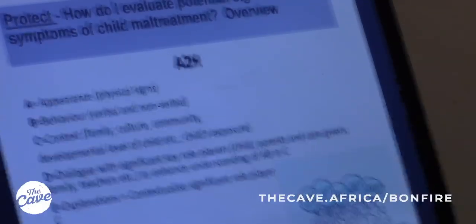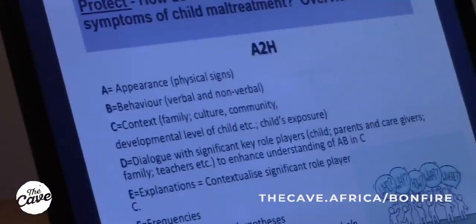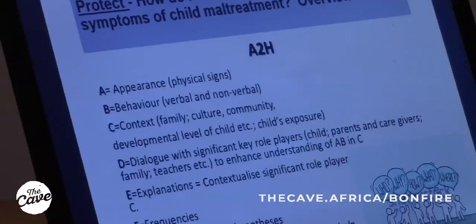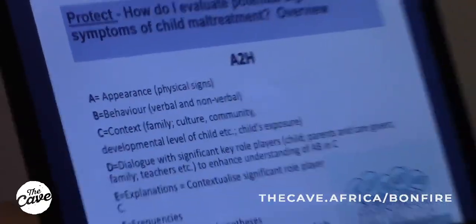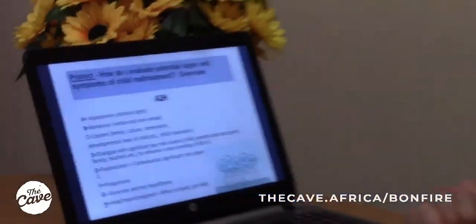We're going to focus today on just one of those responsibilities, and it's to protect. And the question one can ask is, how do I evaluate potential signs and symptoms of child maltreatment? And remember, I said this is just an overview. This is a procedure that I found is very helpful. And in future, we are going to contextualize this within each type of abuse. So I call it the A to H. And the first A stands for appearance.